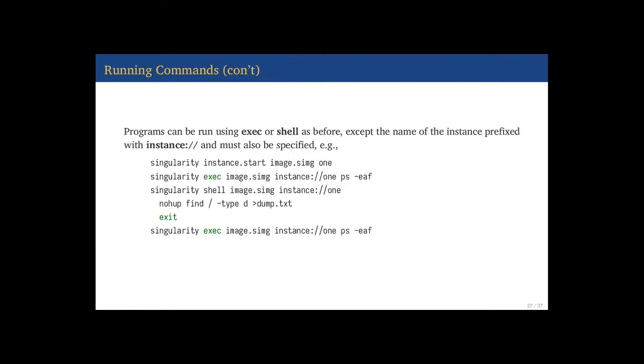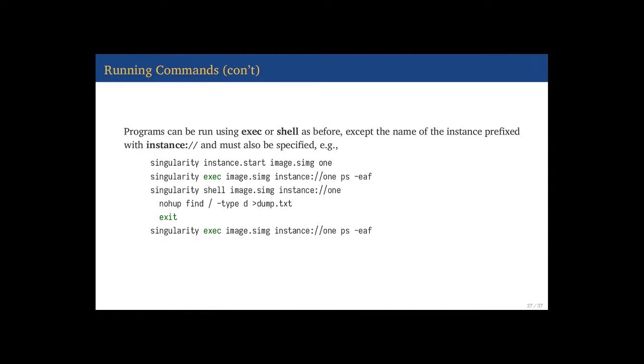So programs can be run with exec or shell as before, except you specify the name of the instance and prefix it with instance://. If the name of your instance is 1, in that first line, singularity instance start image.simg 1, my instance is called 1. Then you want to run something in it, and the next line does that: singularity exec image.simg instance://1, so that I'm running in the 1 instance.